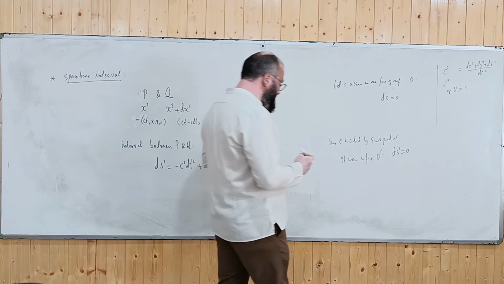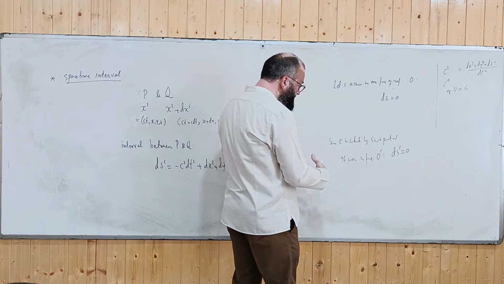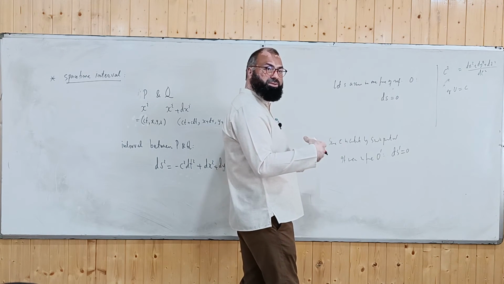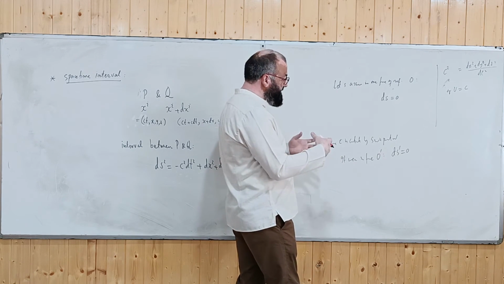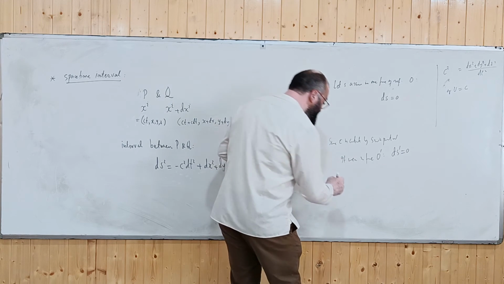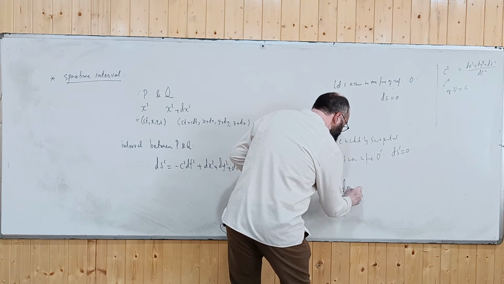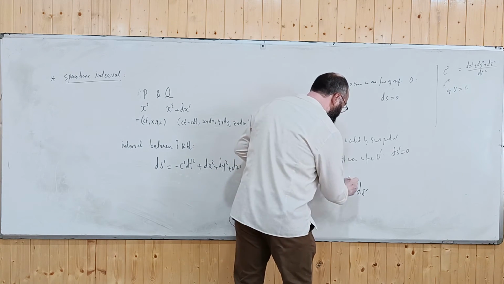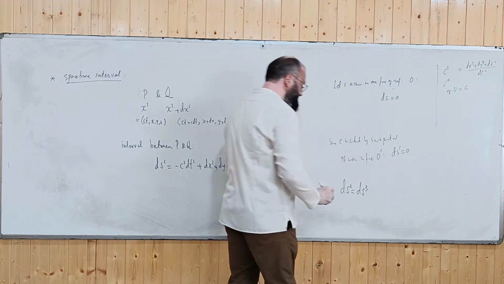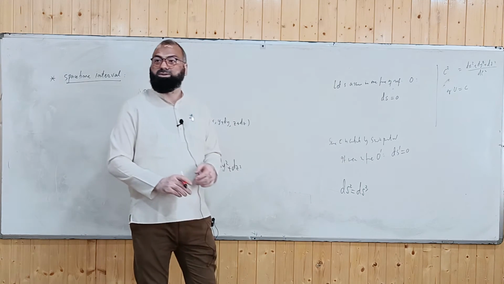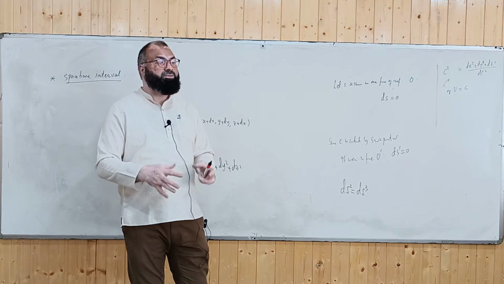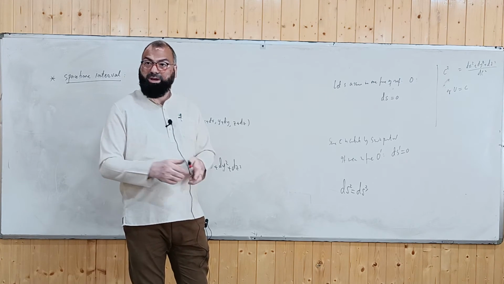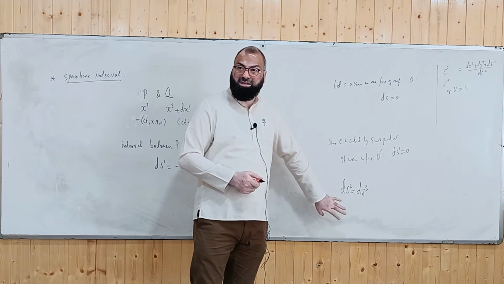But we are going to figure out a general relation between the intervals defined in the two frames of reference. That's like this: ds is equal to, or in other words, ds square is like this. So the interval is an invariant quantity, and we are trying to prove this very condition.